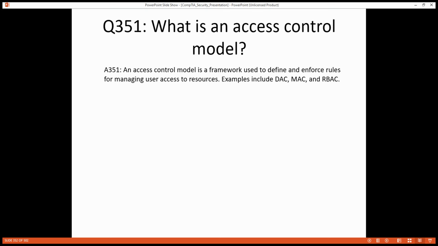Q351. What is an access control model? A351. An access control model is a framework used to define and enforce rules for managing user access to resources. Examples include DAC, MAC, and RBAC.